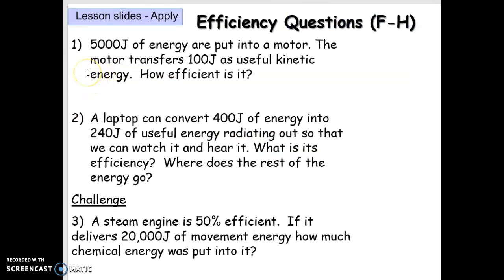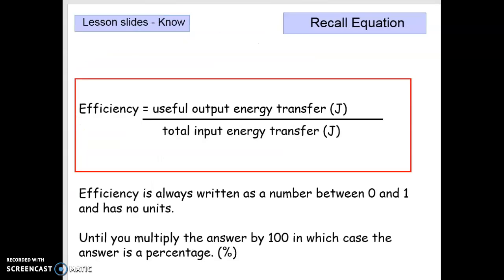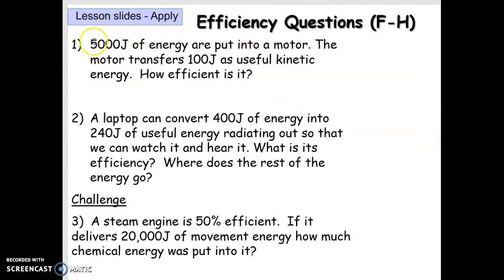So I'll leave these questions here. 5,000 joules of energy are put into the motor, so that's the input energy, and the motor transfers 100 joules as useful kinetic energy. That means it's a very inefficient motor because it's wasted 4,900 joules effectively. But can you work out how efficient that is? Okay, remember, you're going to put your useful output divided by your total input. Right, I won't say any more. Have a go at those.